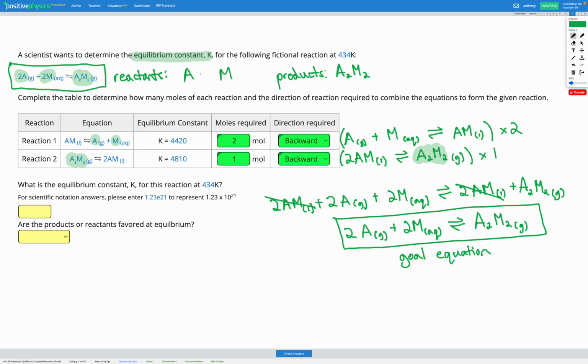So that's just a little check we can do to make sure that we got the right number of moles and the right directions for each of those steps.